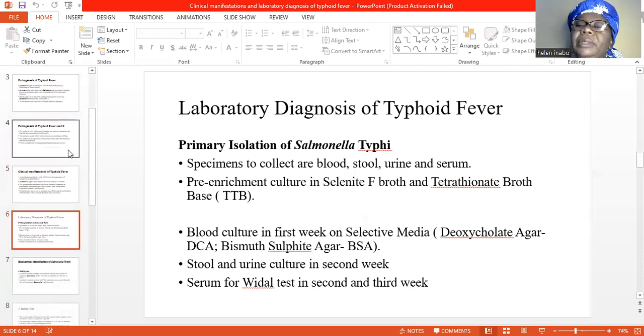Laboratory diagnosis of typhoid fever. First of all, let's look at the clinical specimens that should be collected. This includes blood, stool, urine, and serum. These are needed for the primary isolation of Salmonella typhi. To have this, specimen, particularly blood, is collected for culture in the first week and is pre-enriched using special pre-enrichment culture medium such as selenite F broth or tetrathionate broth base.